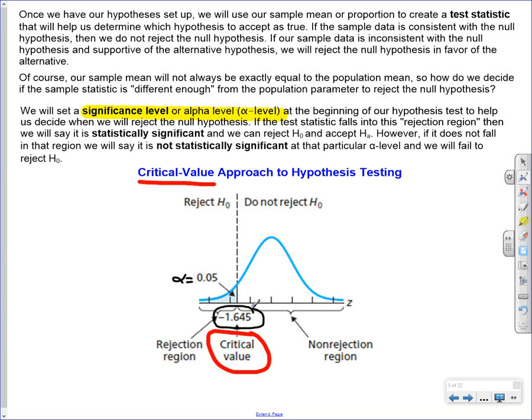Now, how could you get that? Well, there's a few ways. The easiest, quickest way, if you don't like using your chart, would be to use the inverse norm in your calculator. If you do the inverse norm of 0.05, it'll give you negative 1.645. That would probably be the easiest way.